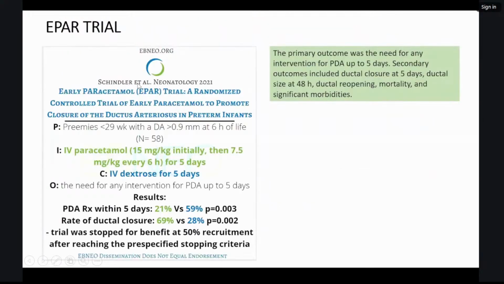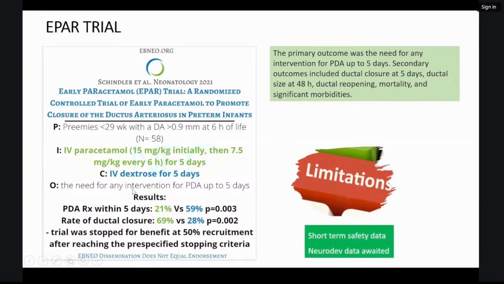So this is again the PDA trial showing the use of early paracetamol for the closure of PDA. It is a randomized controlled trial of early paracetamol to promote closure of the ductus arteriosus in preterm infants. In this, they took 9 units and randomized them equally between the intervention and control groups. The primary outcome was intervention for PDA up to 5 days, and secondary outcomes were ductal closure at 5 days, ductal size at 48 hours, ductal reopening, mortality, and significant morbidities.